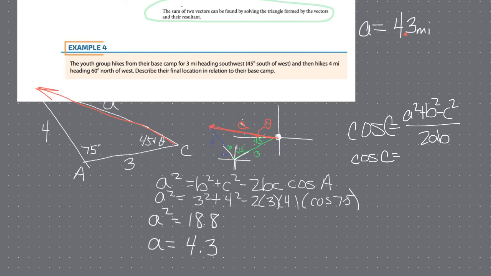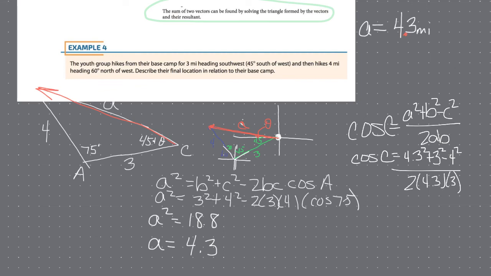But I do know that a squared, which is what we found, was 4.3 squared, plus b squared, that would be our 3 squared, minus c squared, which is 4 squared, over 2 times 4.3 times 3.